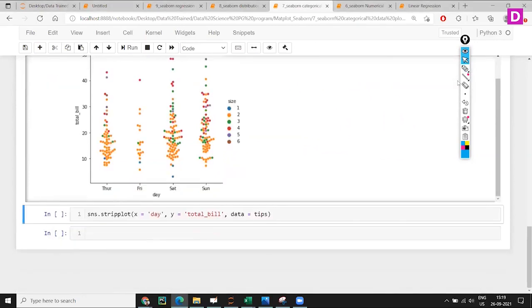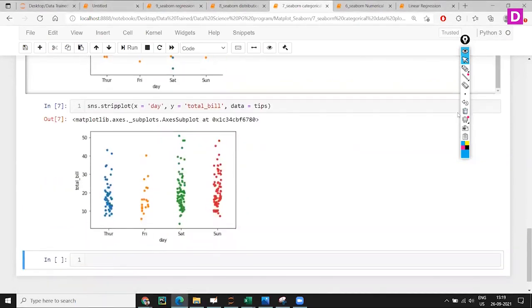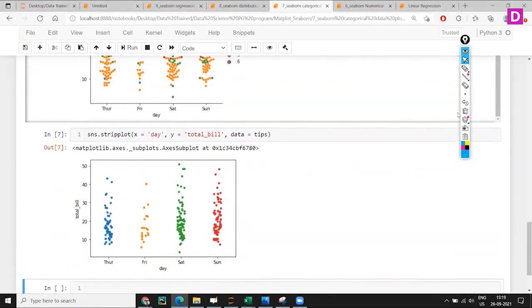Okay, so the next one, strip plot, right? Strip plot can be used for categorical data plotting. I'm using the day and total bill from the tips data set. Just execute this. So this is almost looking like the cat plot one, right?